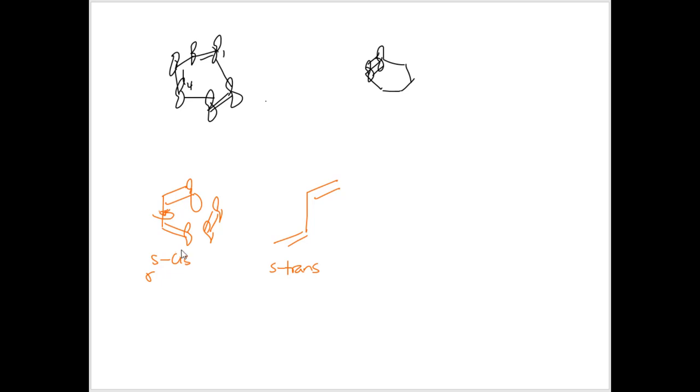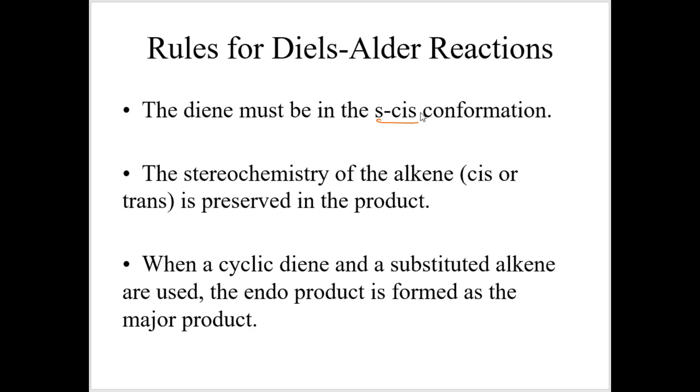carbons 1 and 4 are going to be in perfect distance to overlap with carbons 5 and 6 of the double bond. And so it has to be S cis, not S trans. Okay. So that's the first rule, is the diene must be in the S cis conformation, which means it has to look like that. Okay.